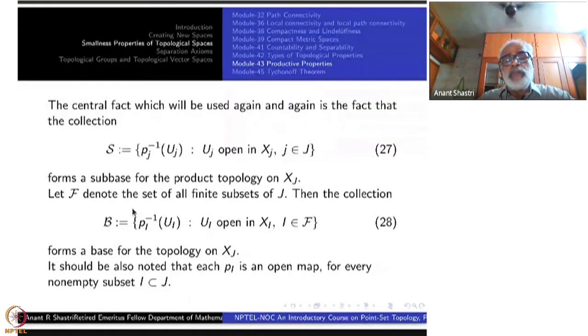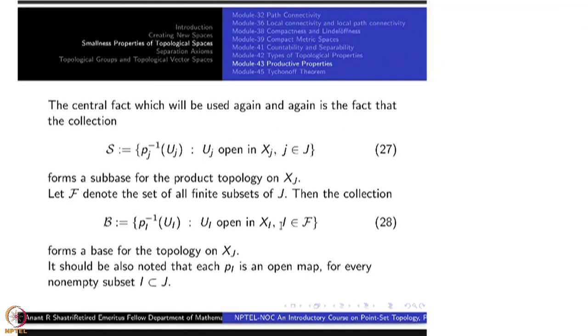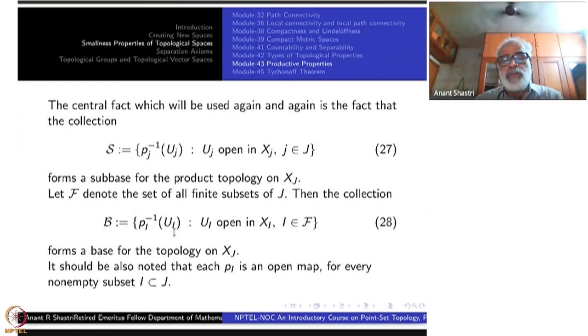Now, something more I am going to introduce here, this notation. Let F denote the set of all finite subsets of J. All finite subsets. I don't need the empty set, so you throw your empty set away. It may cause unnecessary problems, that's all. Then the collection B, which is pi inverse of Ui, where Ui is open in Xi and I is inside F. So I is a finite set.